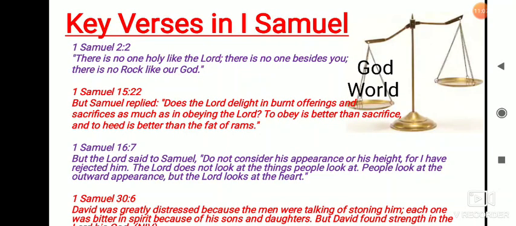Key verses in 1 Samuel. Let us see the 4 key verses in Samuel: 1 Samuel chapter 2 verse 2, chapter 15 verse 22, chapter 16 verse 7, and chapter 30 verse 6. These key verses show how the holy God's standards and expectations are different from that of man's. God looks at our heart, so we can find strength in the Lord our God.